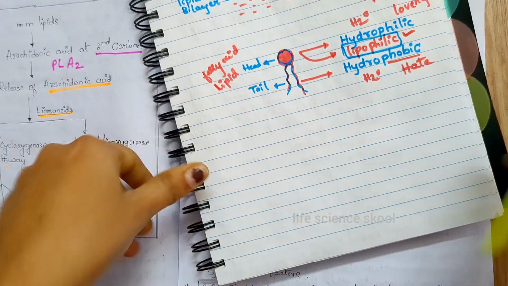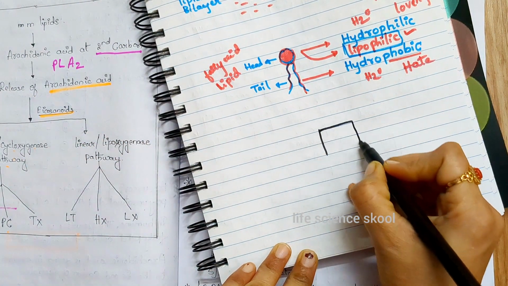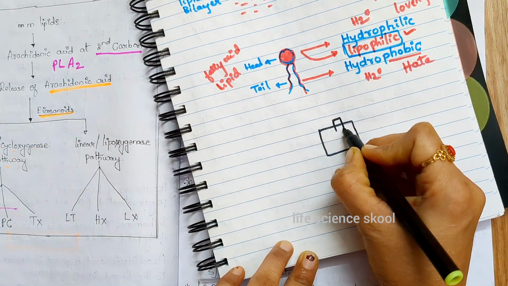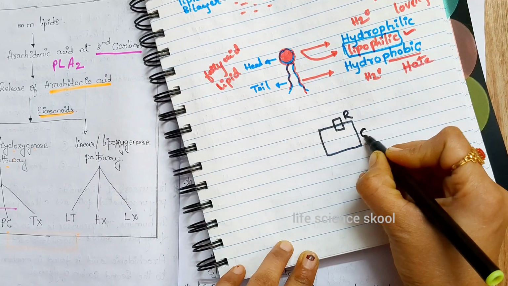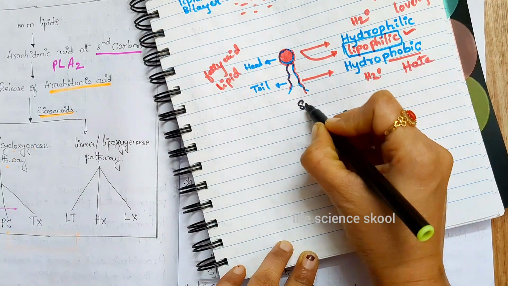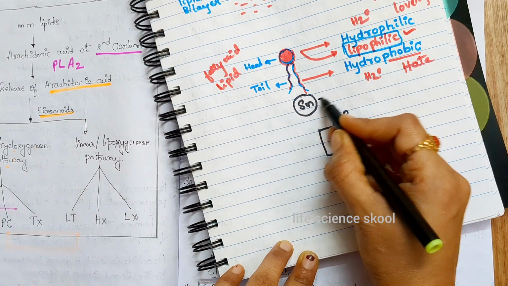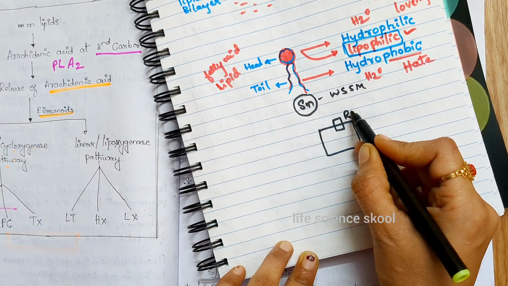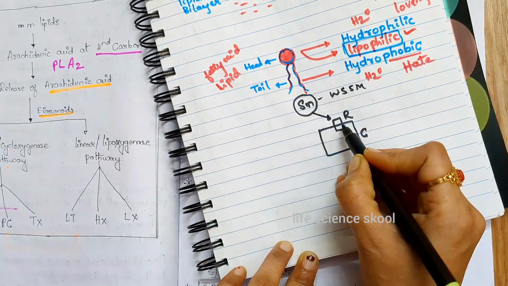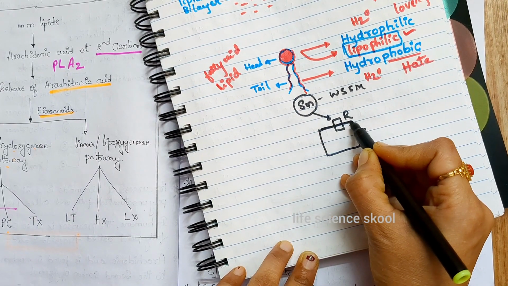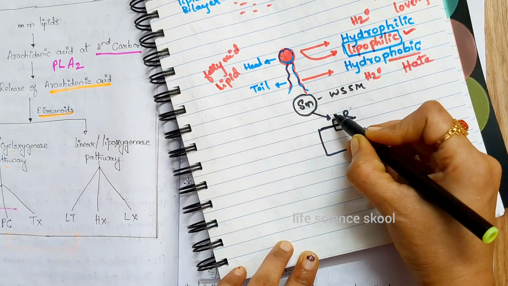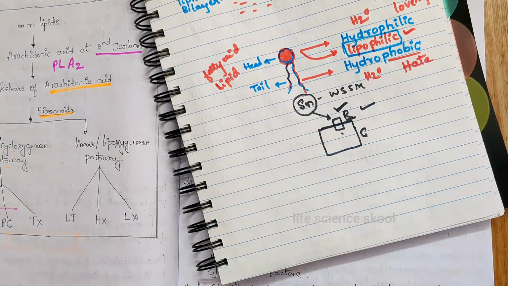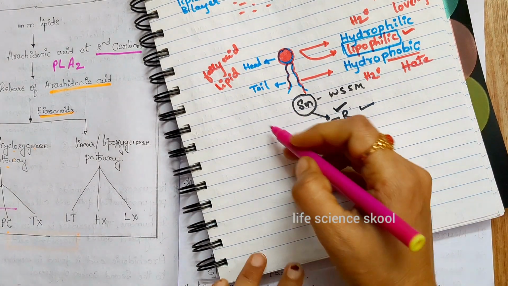If you think this is a cell, on the cell the receptor will be present. This is a receptor, this is a cell, and these are signaling molecules. The water soluble signaling molecules are going to bind to the cell surface receptor on the outer side. This is inside, and this is the outer side.